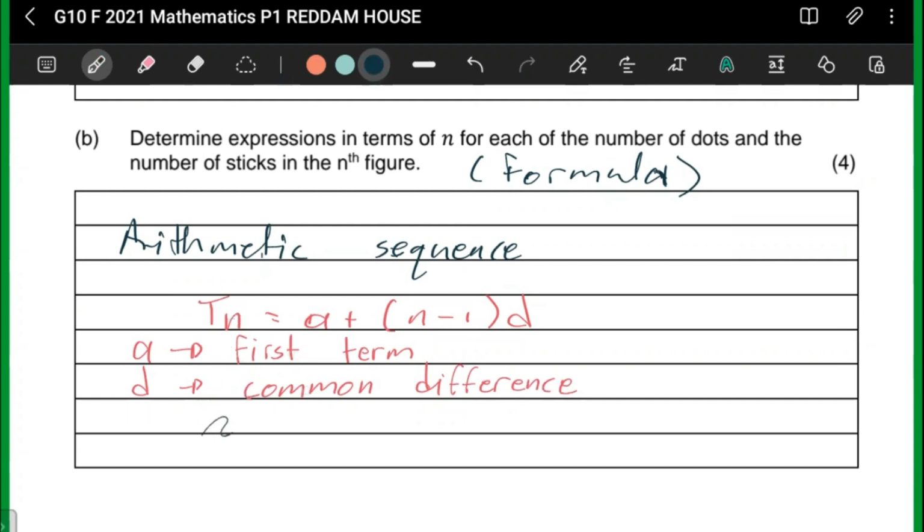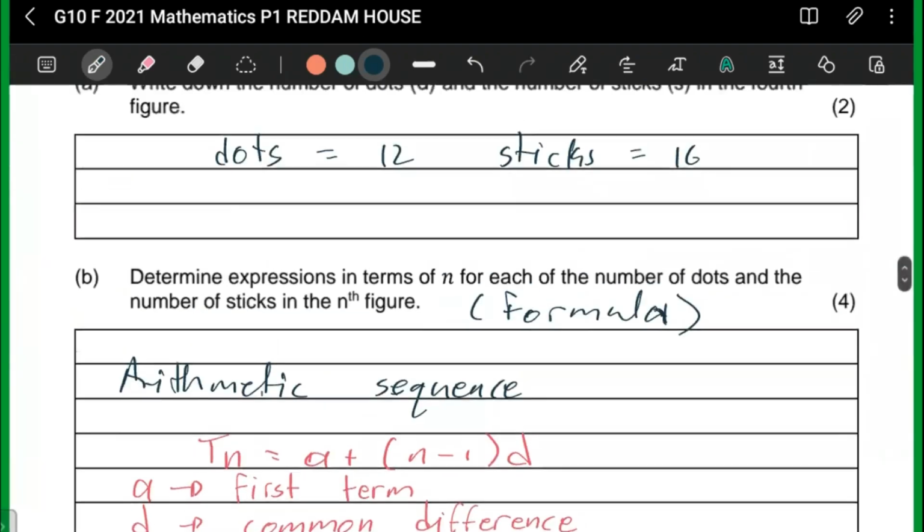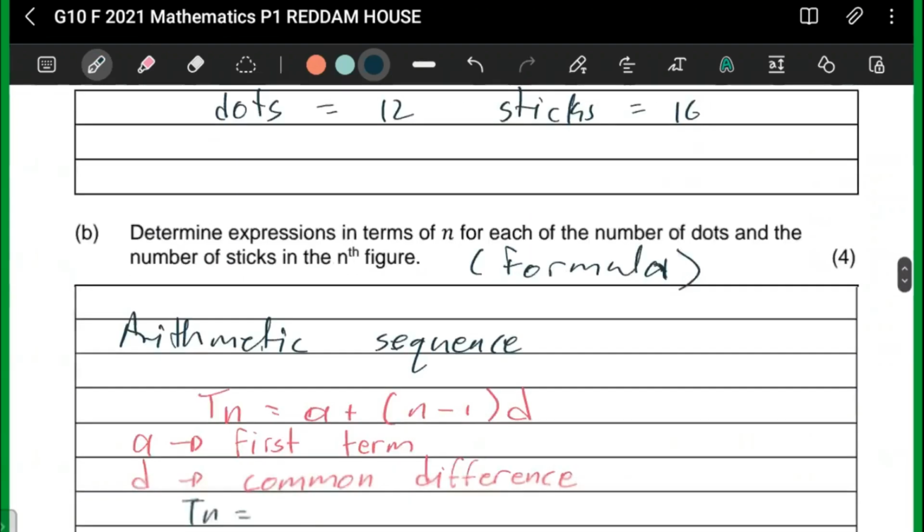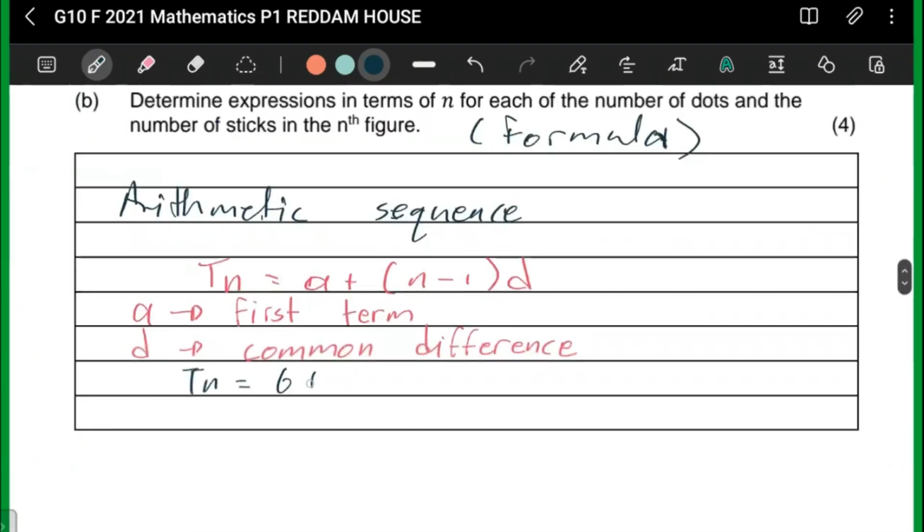For example, Tn stays Tn. A is the first term. We're doing the dots first. In the dots, the first term is 6. The common difference is 2. So we put a 6 here, put a 2 here. Here you can simplify: 2 times n is 2n, 2 times negative 1 is negative 2. You have 2n here, and 6 minus 2 is a plus 4.